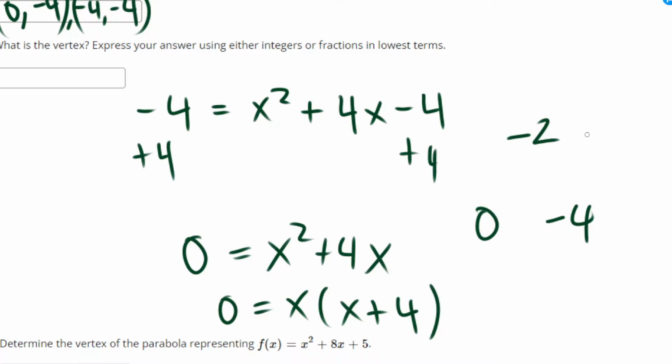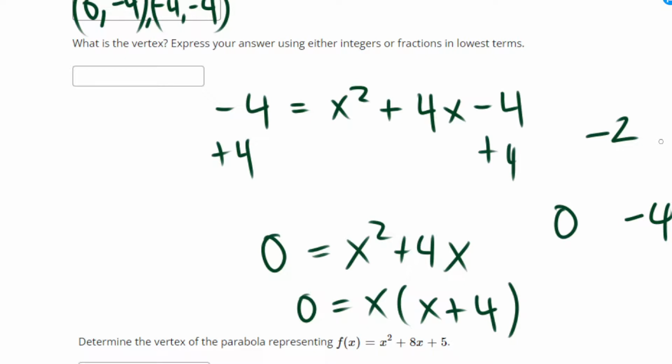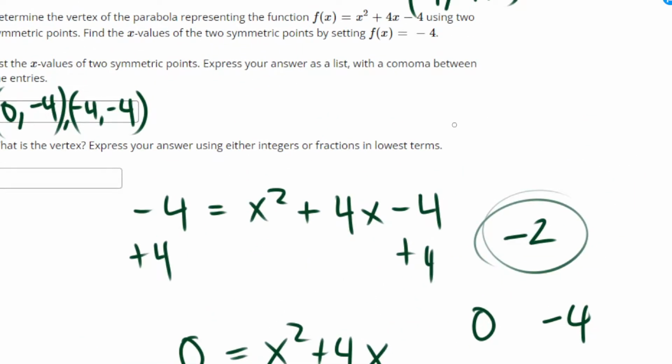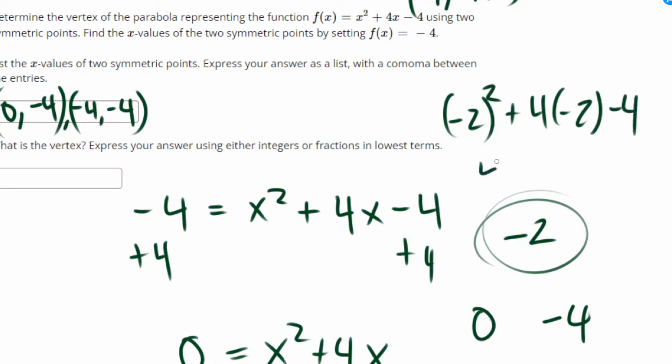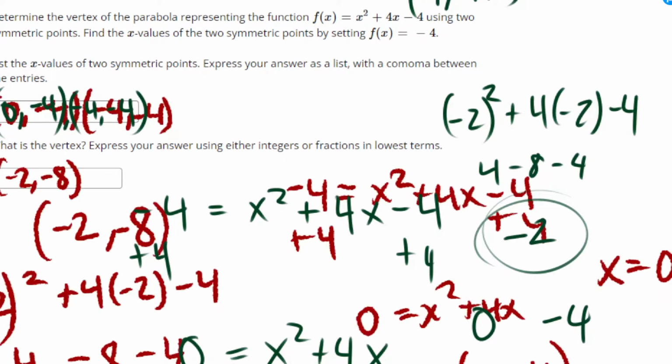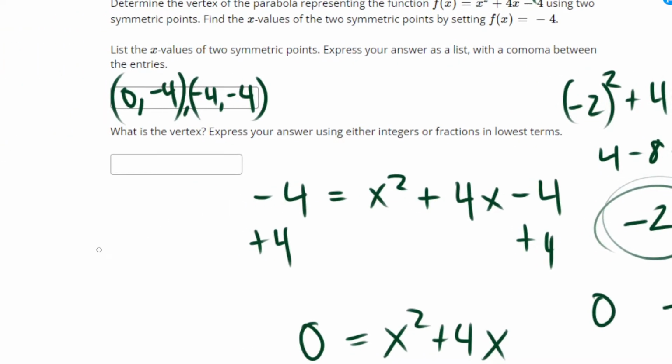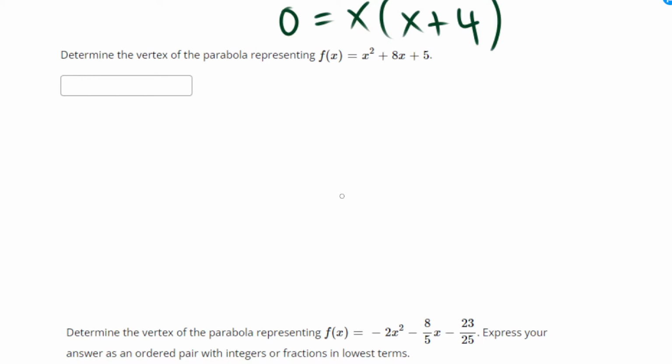And then what we can do is take that -2 and plug it back into our original equation. So we'll get -2 squared plus 4 times -2 minus 4. That will give us 4 minus 8 minus 4, which is going to give you 4 minus 4, -8. So our vertex is -2, comma, -8. Yeah, kind of long-winded, huh?